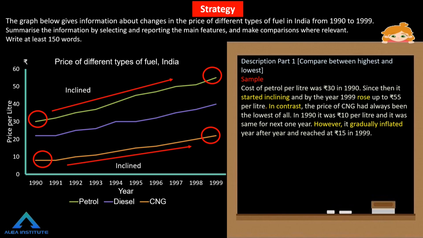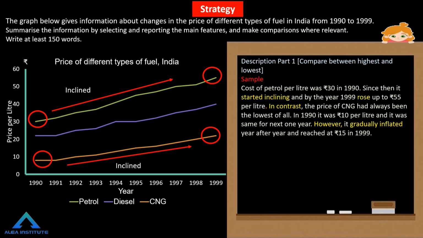So you can see how we have mentioned these prices, as well as how we tried to use different words: inclining, rose, inflated, so that we can give variation to the examiner, that we are not repeating the same word, we have different words or synonyms for the same word.